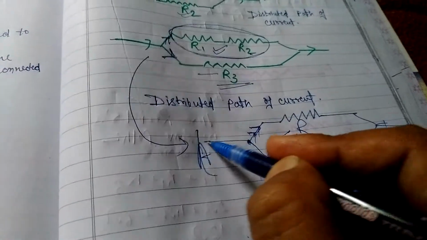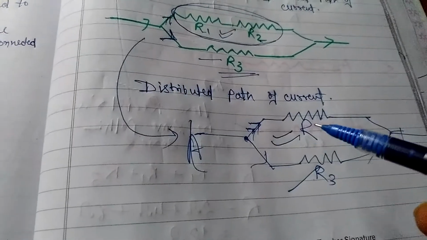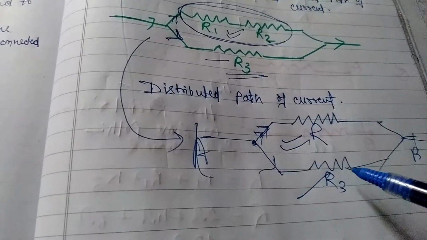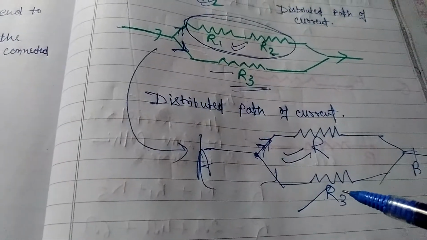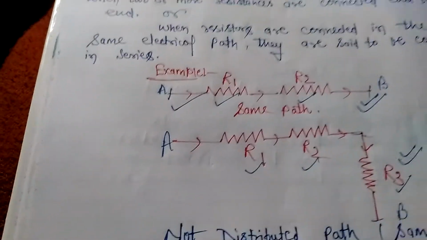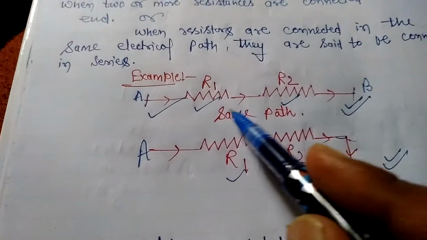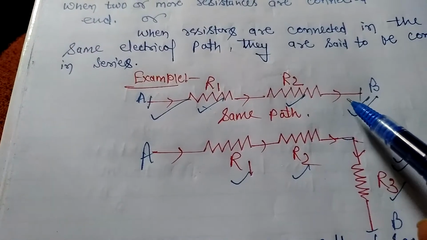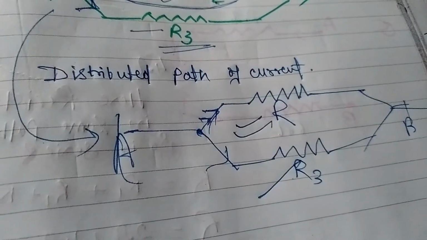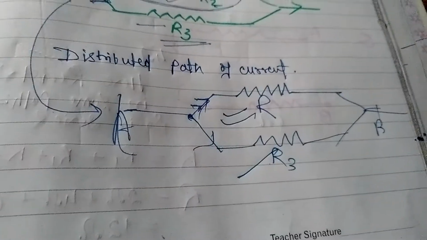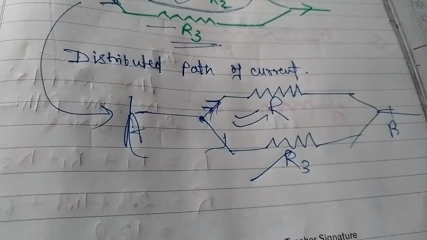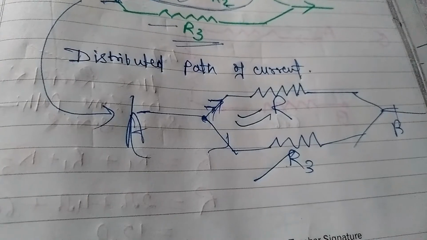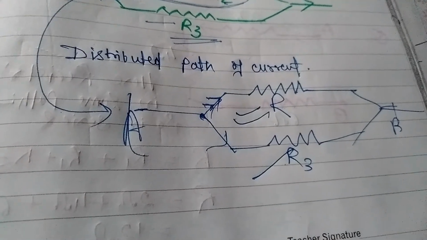So with the help of this definition, you can easily conclude that when two or more resistors are connected in a distributed path of current, then all the resistors are said to be in parallel. And when two or more resistors are connected in the same path of electric current, here is the same path and here is the distributed path. When resistors are connected in the same path of the electric circuit, then resistors are in series, and when connected in a distributed path of electric current or circuit, then they are in parallel.